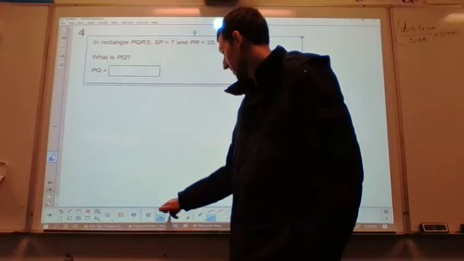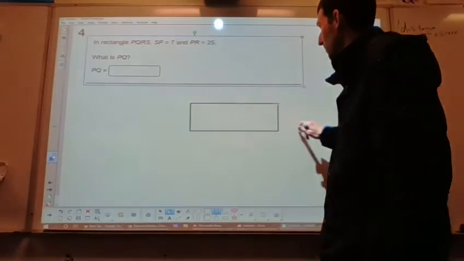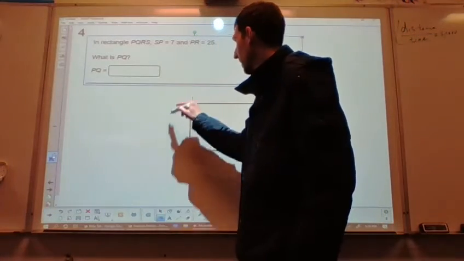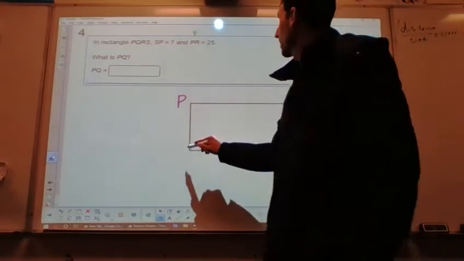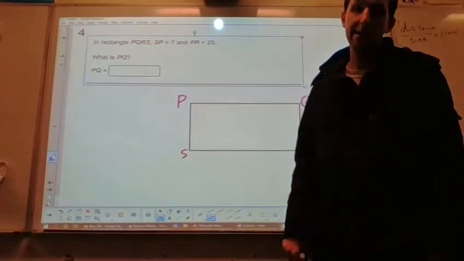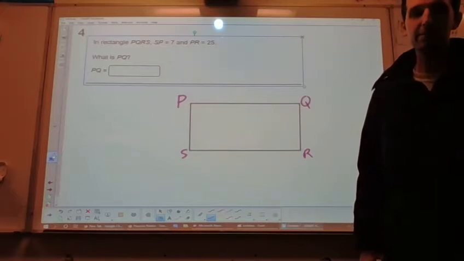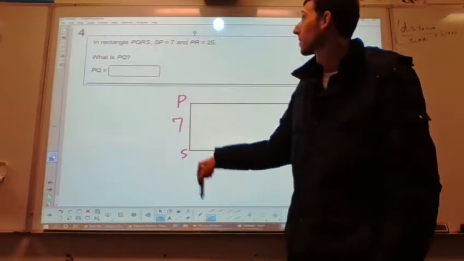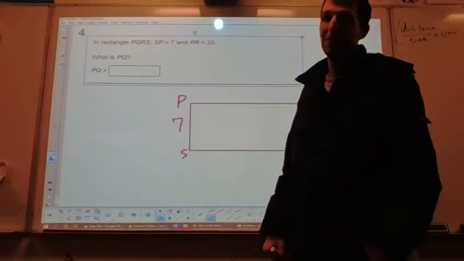So let me pick my rectangle tool here out if I can. Okay, there's my rectangle tool. So it's nice and straight for us. Okay, so we got P, Q, R, S. Okay, did you do this? I hope so. Label it up now. SP, 7. PR, 25. That's the diagonal.